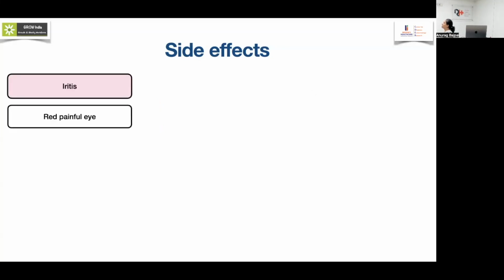Other common side effects include iritis. So if on follow-up you see a child on bisphosphonate therapy who has developed a red painful eye, get an immediate ophthalmic consultation. This is more commonly seen in secondary osteoporosis of children with rheumatological conditions.